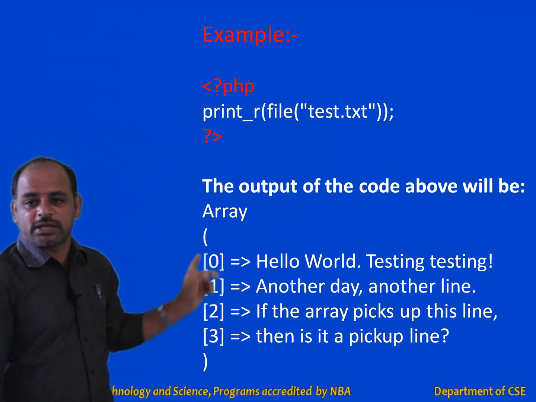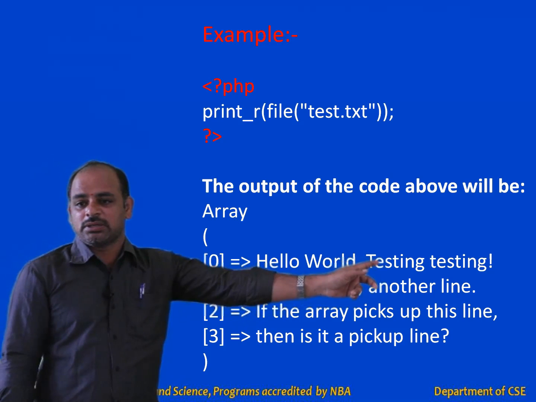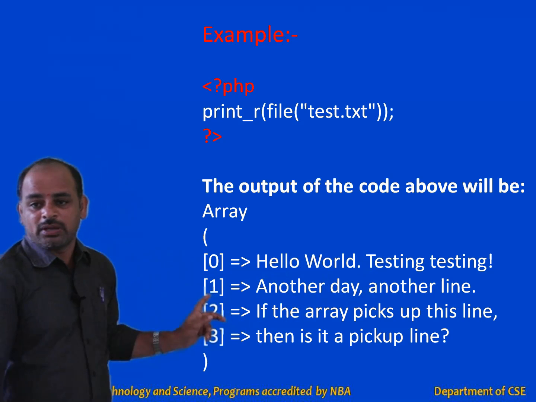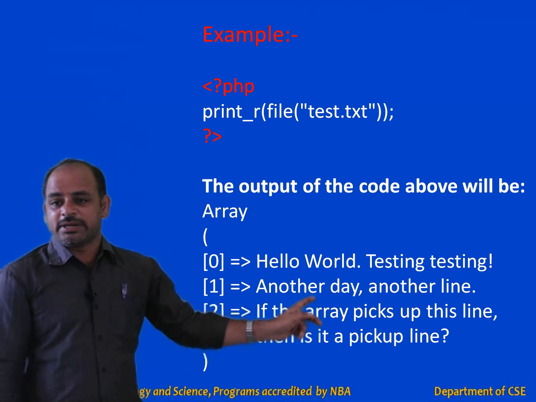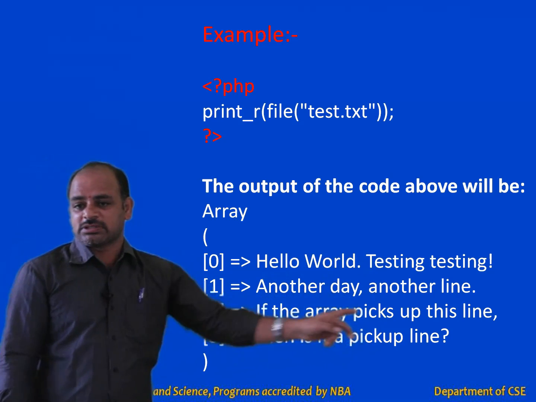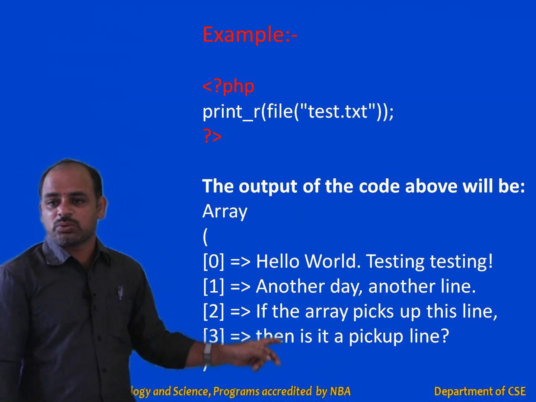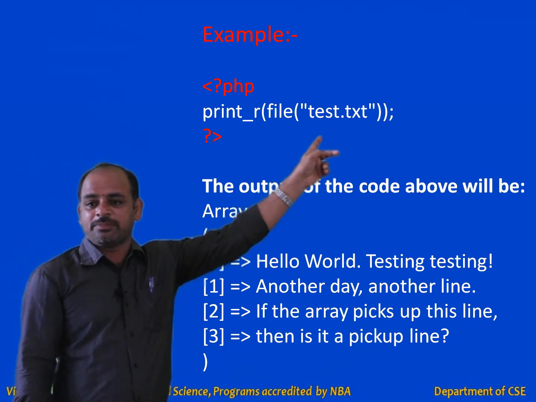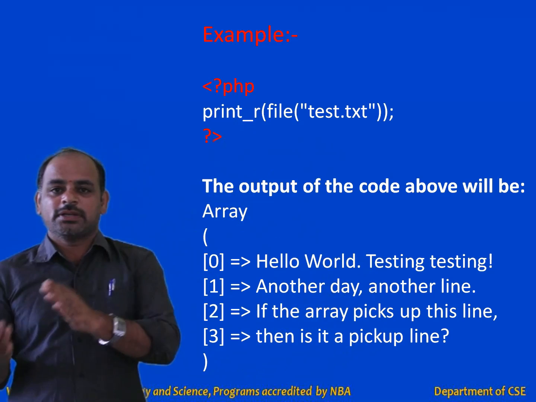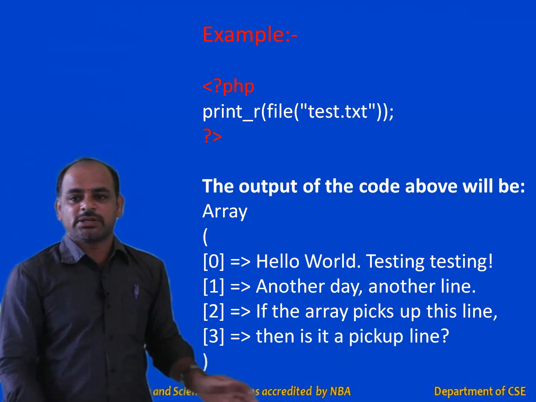You can see here this array will be created, and at the 0th index is hello world testing, which is the first line of the file test.txt, and at index 1 another day another line, right? Similarly, the second index picks up this line, the third index this one. So this is the content stored in test.txt. This content will be read by using the file method and stored into an array.